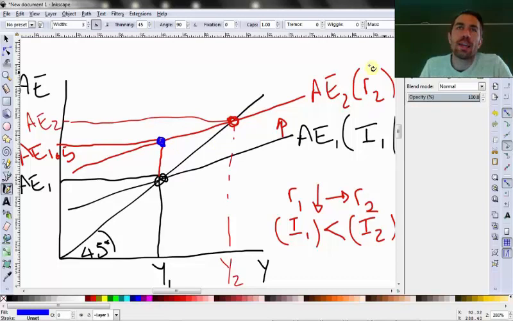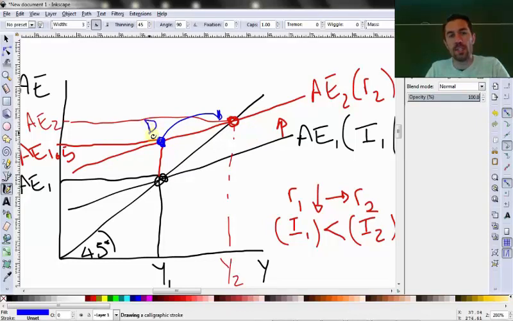For the given interest rate, my level of spending is too high for my level of production. I'm spending too much given this interest rate for me to be in equilibrium. So what happens? My economy moves from this intermediate point towards my new equilibrium point. In other words, at this point, I'm going to call it point D.